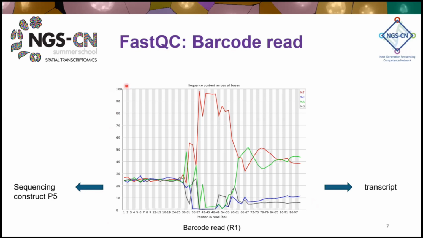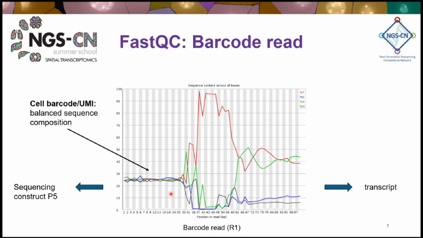On the y-axis, you see the sequence composition in percentages, and the 4 lines are the sequence contents for T, C, A, and G. Just for your orientation, here is the sequencing construct, the P5 and the poly-dT, and here's the transcript. So basically, this is the 3' end, and here's the 5' end. When you look at this plot, you can see that there's a first part from base 1 to roughly 28, 29, for which we can see a balanced sequence composition.